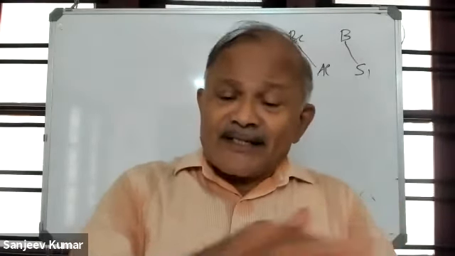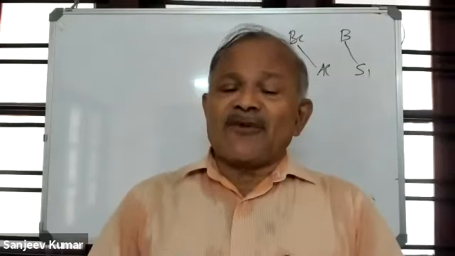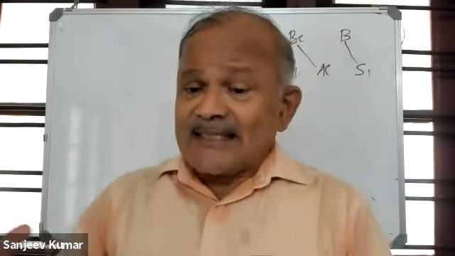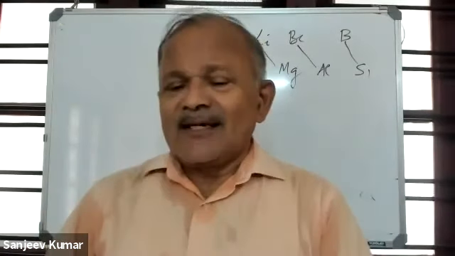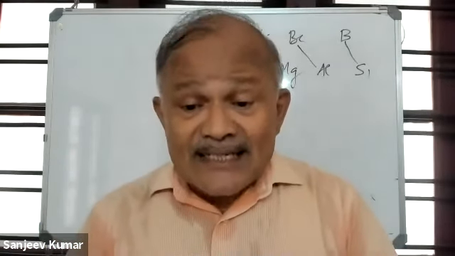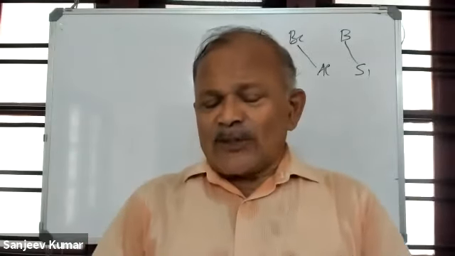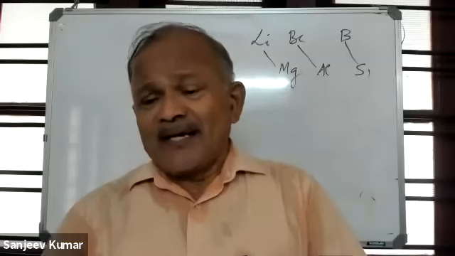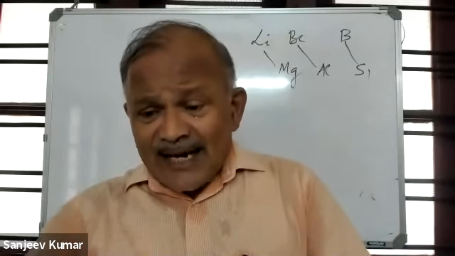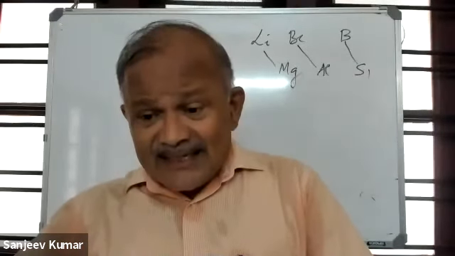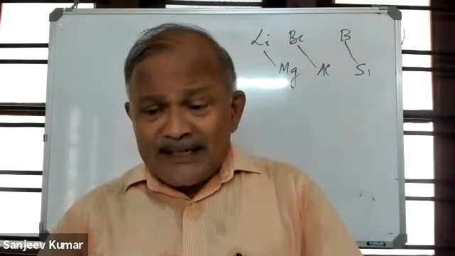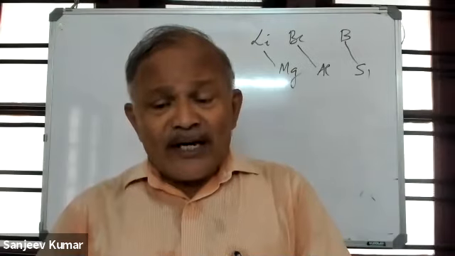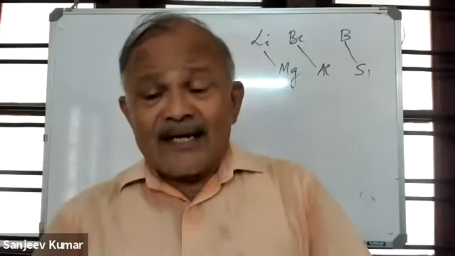What is the periodic trend? Across the period from left to right, electron gain enthalpy increases up to the halogens. Down in a group it decreases. Ionization enthalpy is the same: across the period it increases and down the group it decreases. The periodic trend is the same for electron gain enthalpy across the period.